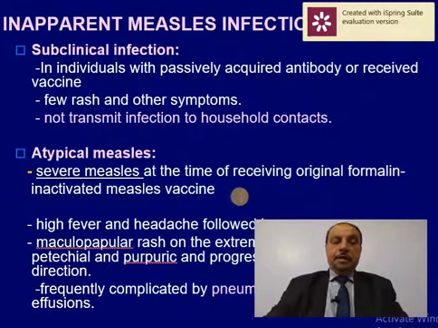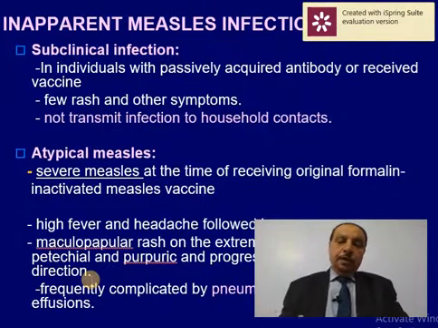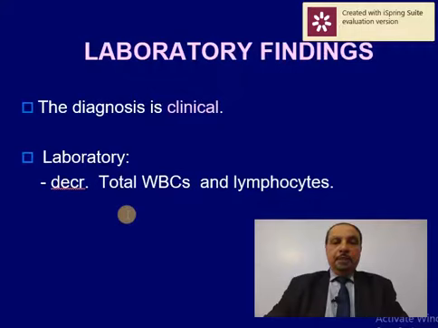Now I think this vaccine is no longer available, and it is replaced with a vaccine with fewer complications. In atypical measles, there will be high fever and headache, followed by a maculopapular rash in the extremities that becomes petechial, hemorrhagic, and purpuric, and progresses in a centripetal direction. So it will progress toward the center of the body, frequently complicated by pneumonia and pleural effusion. So atypical measles is a severe measles, while the subclinical infection is a mild measles.